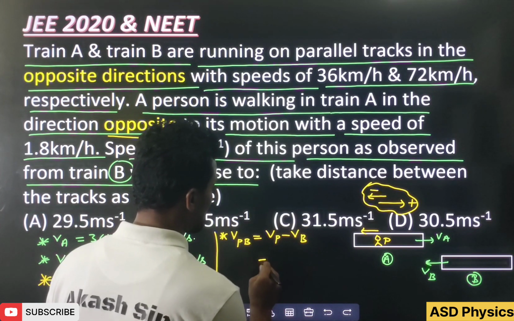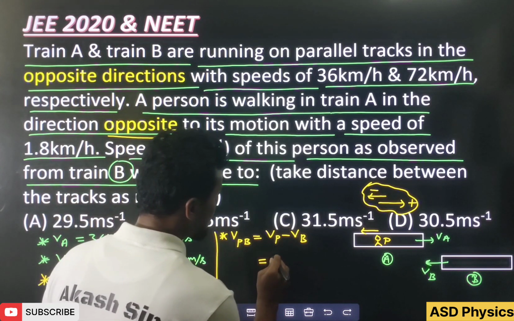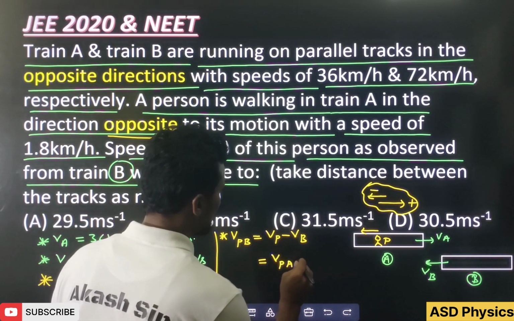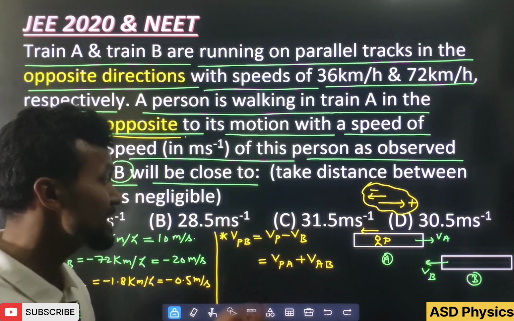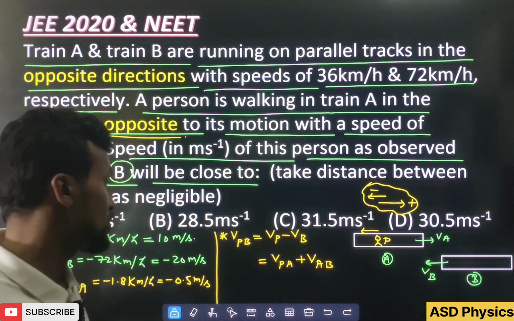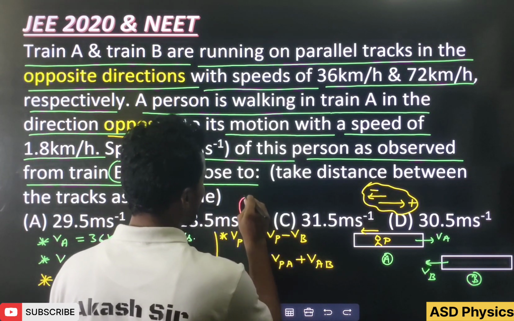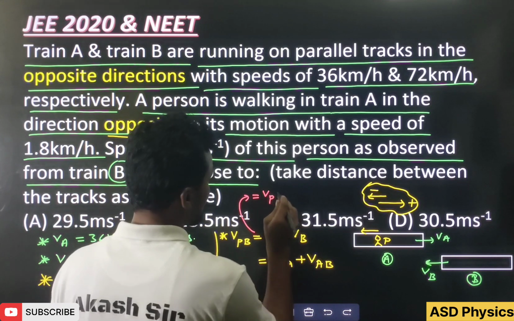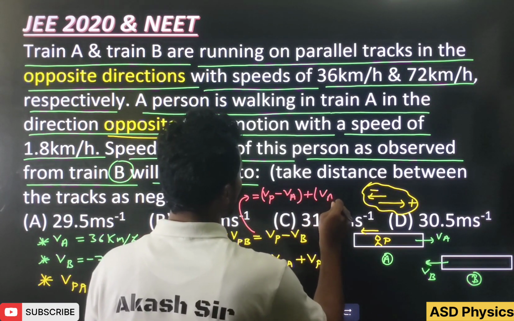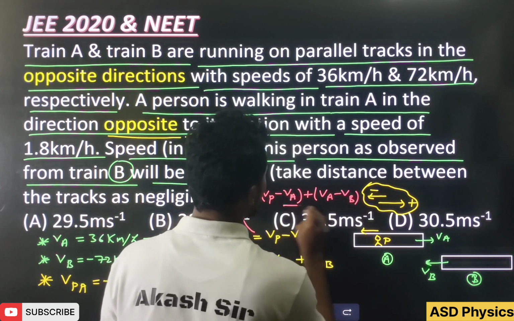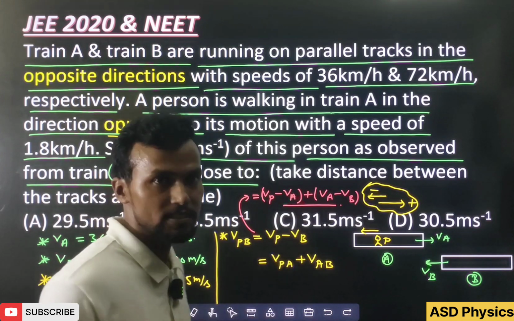Whenever this kind of situation comes, like velocity of person with respect to B, what can I write here? The velocity of person with respect to train A plus velocity of train A with respect to train B. Those are the normal basics. Or if you want to see it in detail, I can write Vp minus Va plus Va minus Vb. When you simplify this, you will get Vp minus Vb. Why? Because minus Va and plus Va will cancel out.